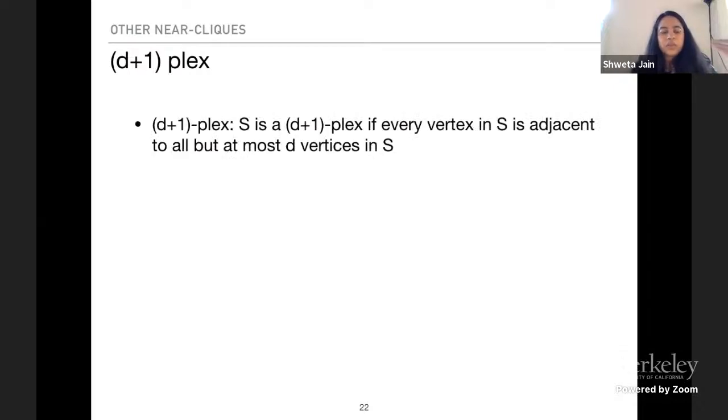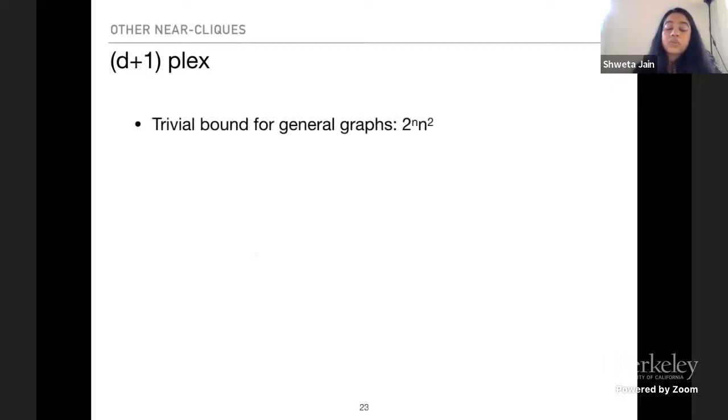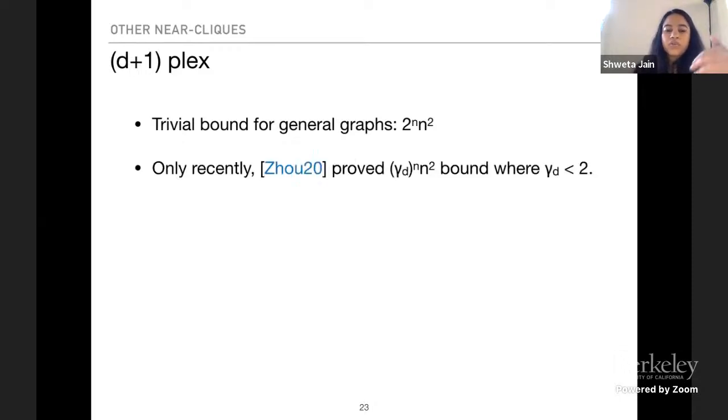We show results for d+1 plexes. These are complement graphs of bounded degree graphs. And so, for example, a 1-plex is basically a clique. So the trivial bound is 2 to the n times n squared. And only very recently, someone showed that this can actually be done in gamma d to the n times n squared, where gamma d depends on d, and the value of gamma d is less than 2. And so this was shown very recently.